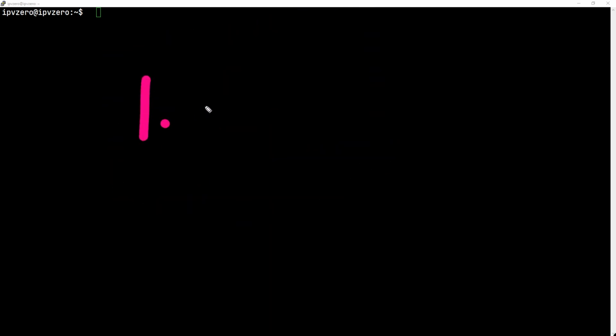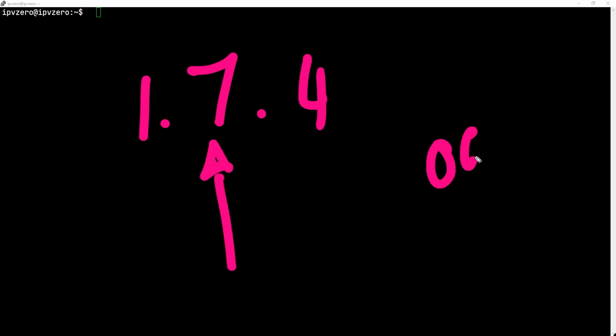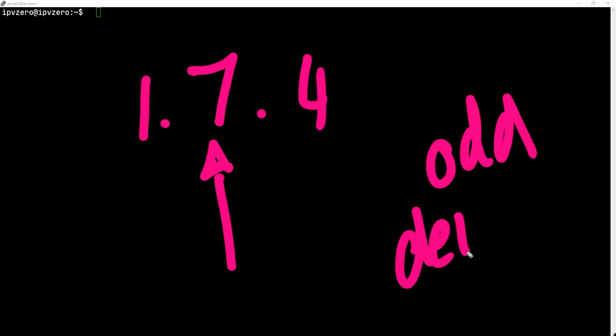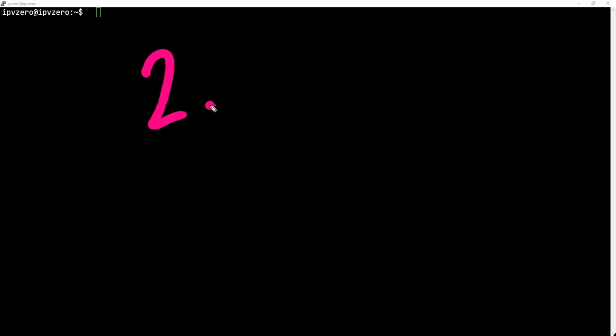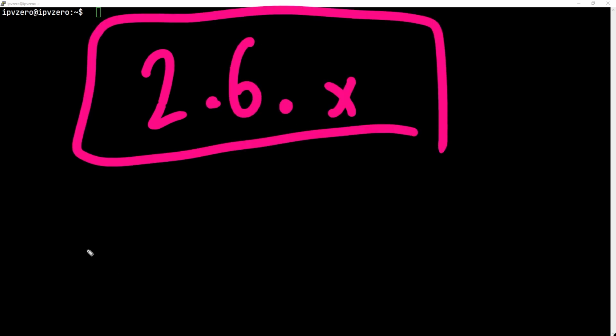Whereas if I happen to show you something like, say, 1.7.4.7, where the second number is odd, this would be a development release. Now, like I say, this continued on all the way until we hit 2.6. Version 2.6 was a kind of milestone for the Linux kernel. It was very, very successful, and it was used for a very, very long time. And it was actually from this point that the numbering system changed.